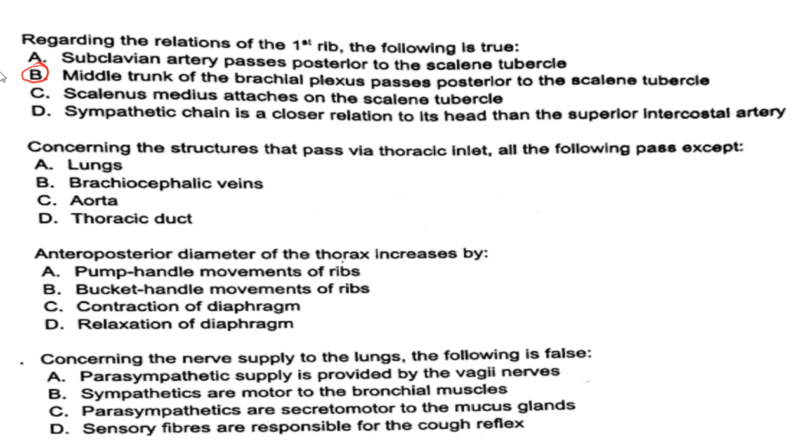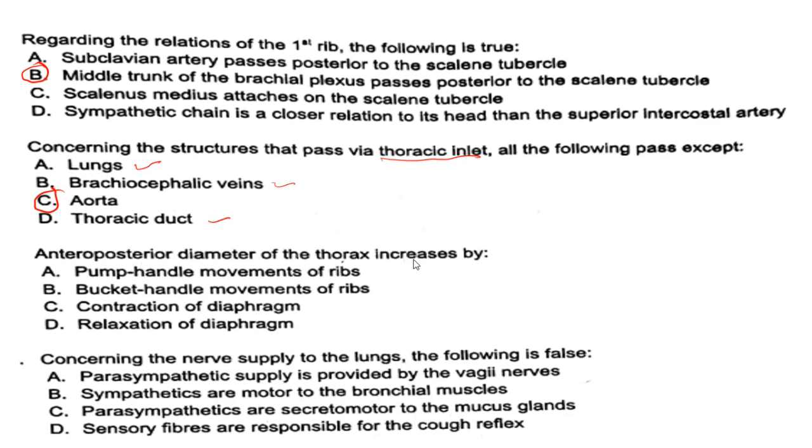The next question concerns the structures that pass via the thoracic inlet. All the following pass except: A, the lungs; B, the brachiocephalic veins; C, the aorta; D, the thoracic duct. So this one passes, this one also passes, and that one also passes, but the aorta doesn't pass through the thoracic inlet.